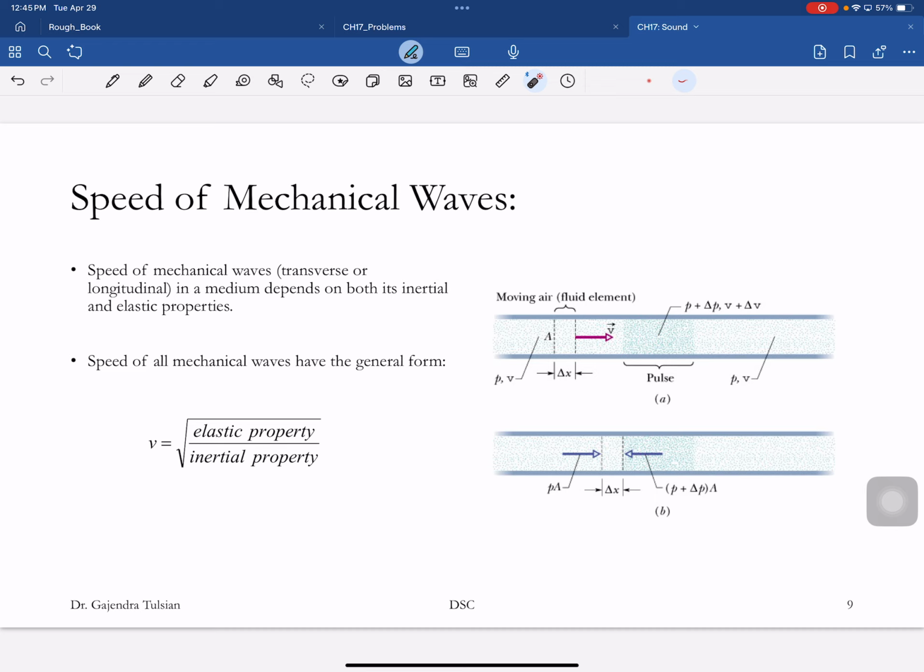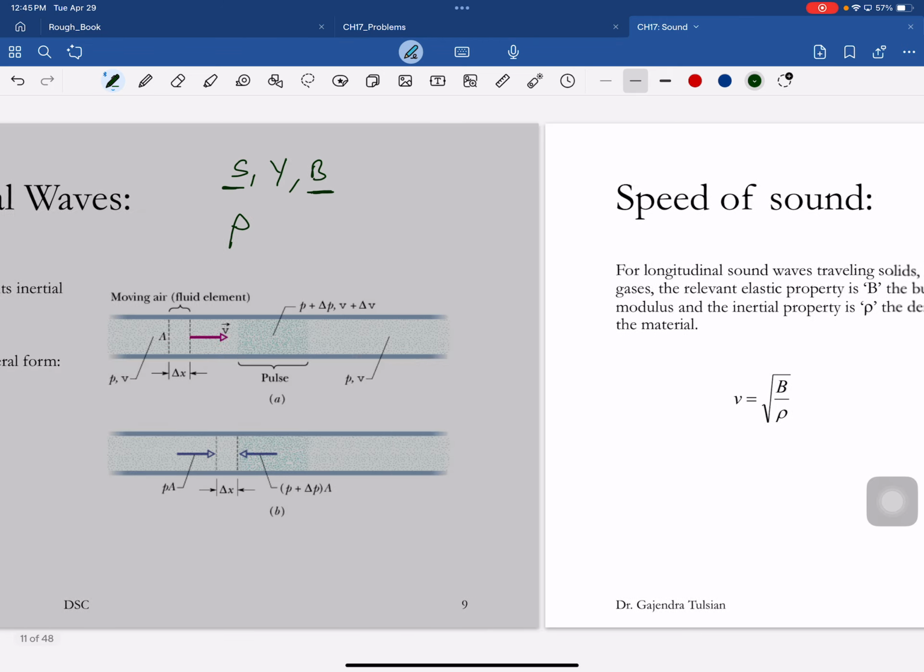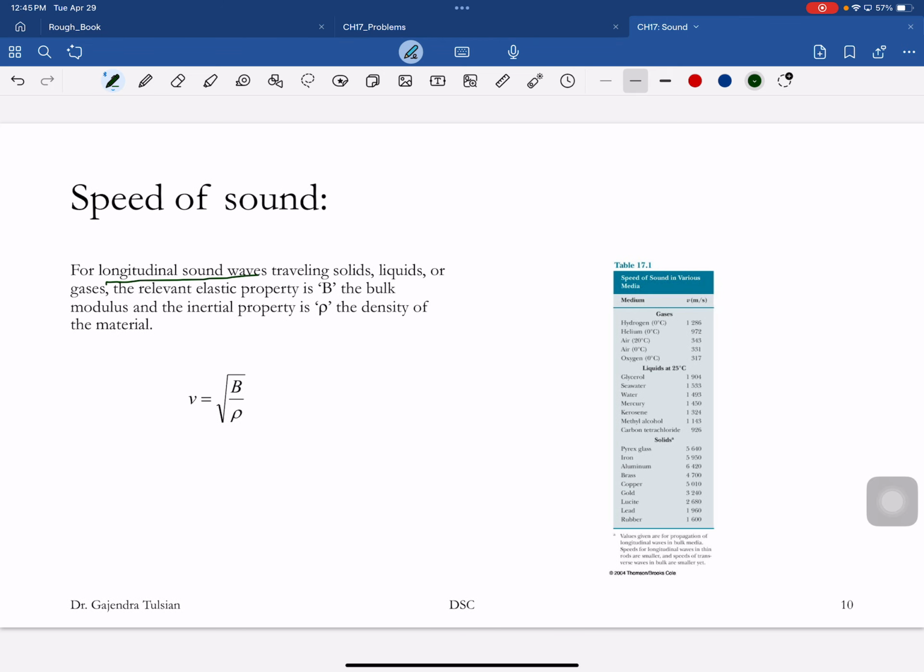Speed of these sound waves. The speed of the wave depends on an elastic property. For elastic property, you saw shear modulus, Young's modulus, and bulk modulus. Transverse waves will depend on shear modulus, and longitudinal waves will depend on bulk modulus. And then the inertial property, which will be the density of the medium. So for longitudinal sound waves in solids and liquids, the velocity is the bulk modulus divided by the density of the medium.